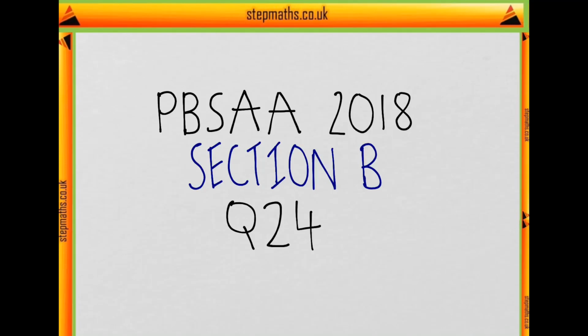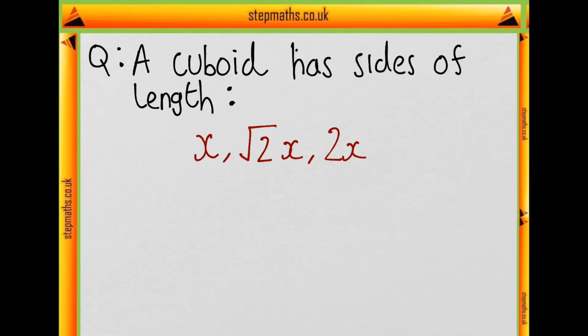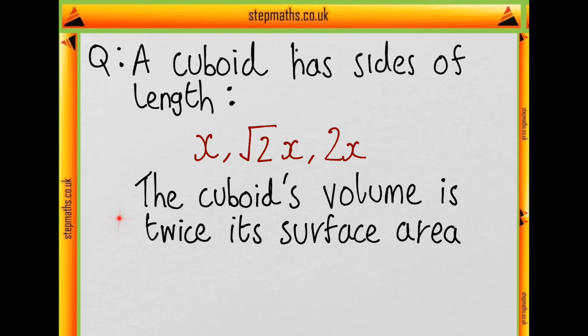This is question 24 from section B of the 2018 PBSAA. In this question, we're given a cuboid that has sides of length x, root 2x and 2x, where x is some unknown positive number. And we're also told that the cuboid's volume is twice its surface area. And then, as you've probably guessed, we're asked to find x.